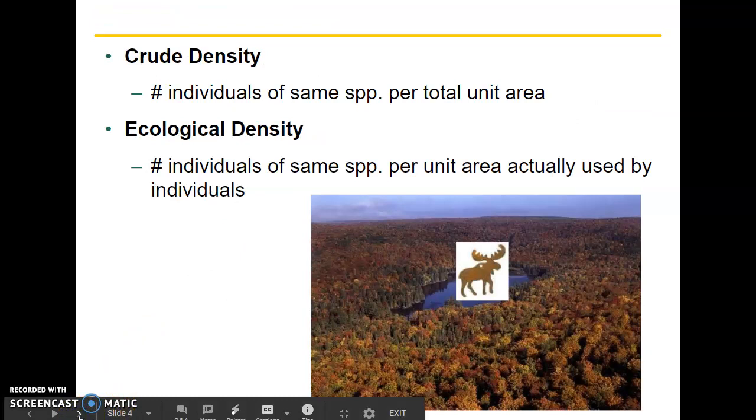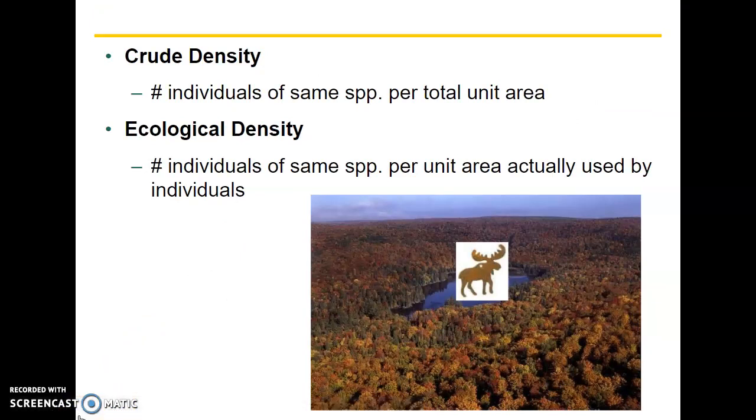There are two types of density. The one that is easiest to understand is crude density. Let's say you're looking at the population density of moose in Algonquin. You count all the moose in the total area, divided by the total area of Algonquin Park. Whereas for the ecological density, in Algonquin there are several lakes, and a moose is not going to live in a lake. So the ecological density would be how many moose live in the actual forested areas or the clearings, and not the lakes. So that's the area that's actually used by the organisms.